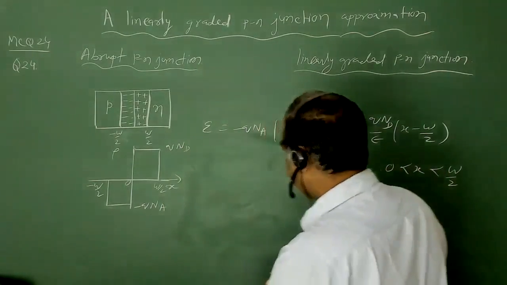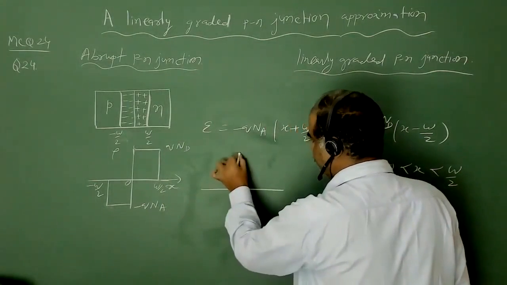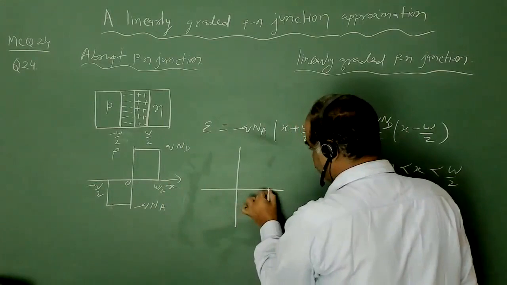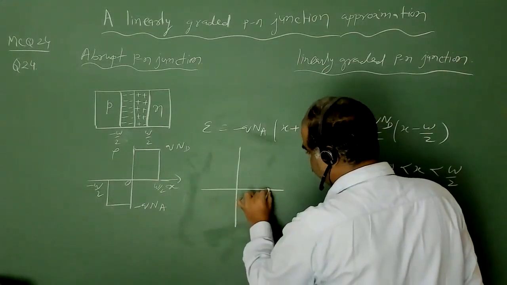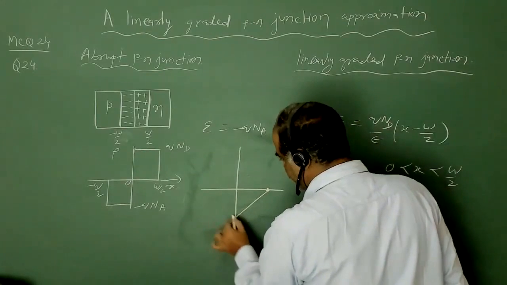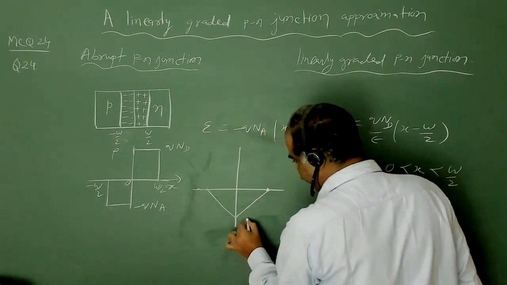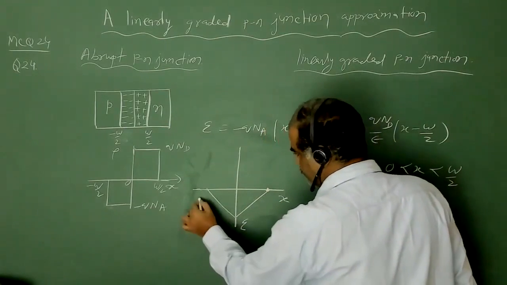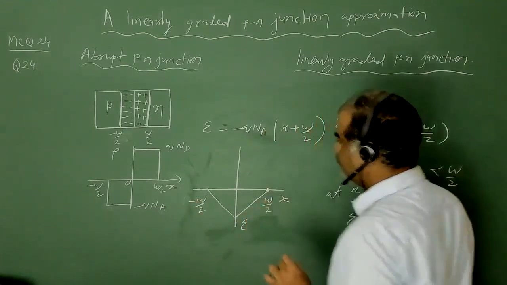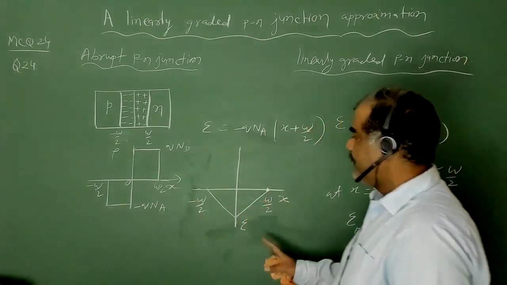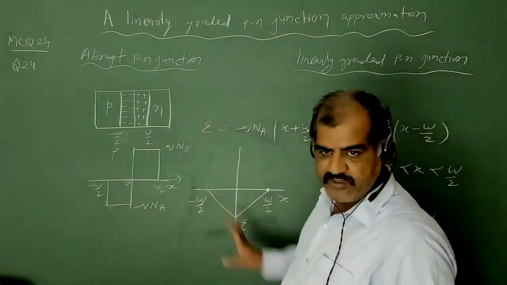So if I draw the electric field now, it's 0 here and maximum at x is equal to 0. Similarly, if I go in the p side, this will be my electric field profile. This is minus w by 2 and this is plus w by 2. So this is my electric field profile for abrupt pn junction.